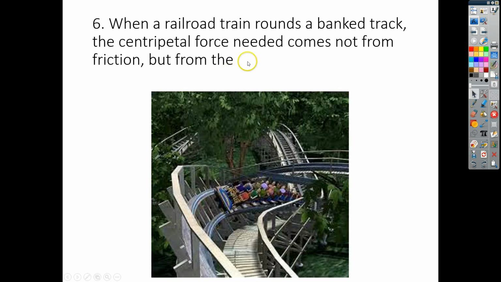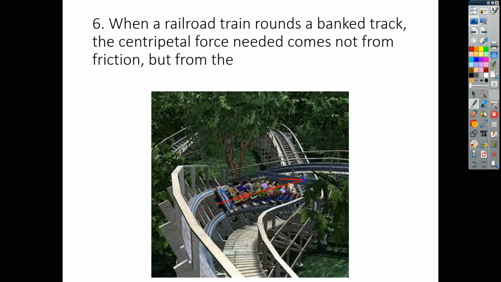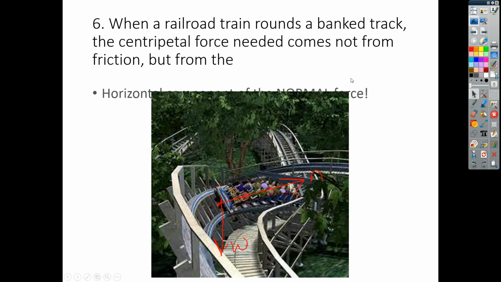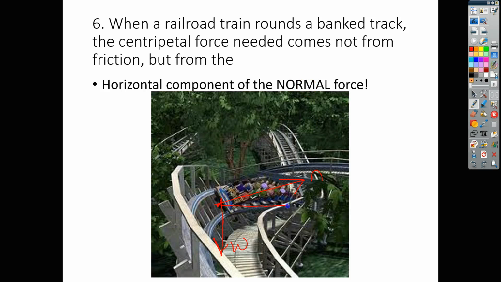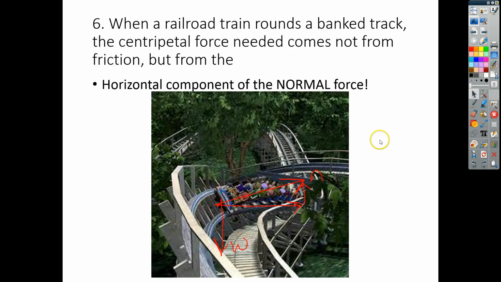Next one, number 6, when a railroad train rounds a banked track, the centripetal force needed comes not from friction this time, but actually comes from the normal force. So this would be the normal force. Going straight down for the car would be its weight, or mg. So this actually comes from the horizontal component of the normal force. On this one, it's pretty close, but this would be the horizontal component of the normal force. The vertical component would kind of keep you in your seat. Otherwise, you would totally fall out. That would be bad. That would not be good.